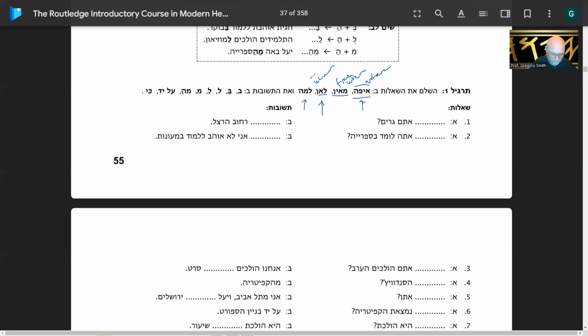Lama. Oops, got that wrong. Okay, why? That's right. למה. Lama, that means why.